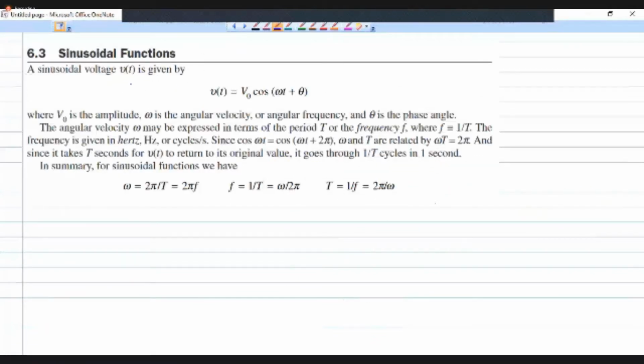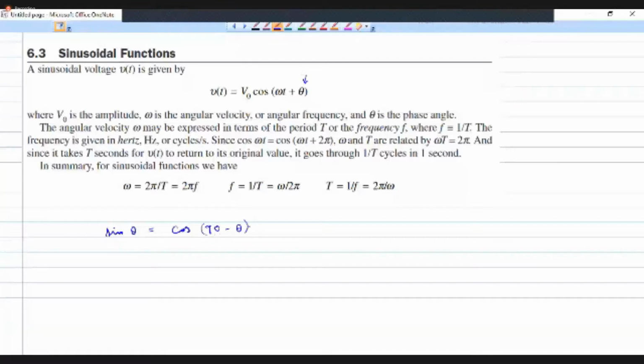Okay, so a sinusoidal voltage is given by v of t equal to V naught cos of omega t plus theta, where theta is called the phase shift. So we can represent a sine function in terms of a cosine function also, because we already know that sine theta is nothing but cos of 90 minus theta, right?